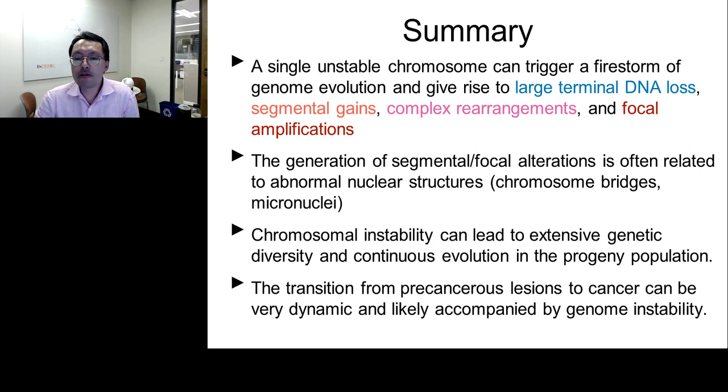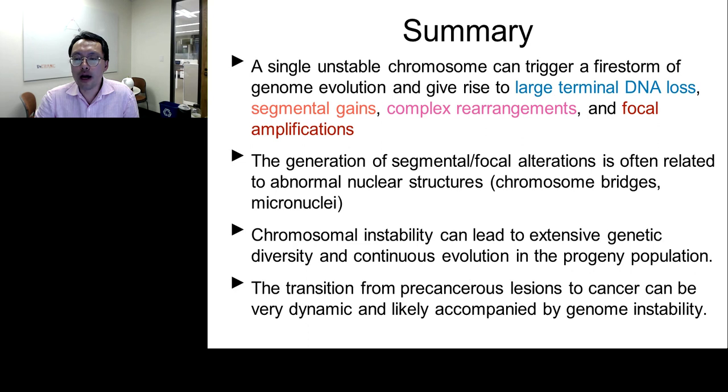Although not shown here, we believe the generation of segmental and focal alterations is often related to abnormal nuclear structures, such as chromosomal bridges and micronuclei, which can potentially generate fragmentation of the chromatin in these structures.